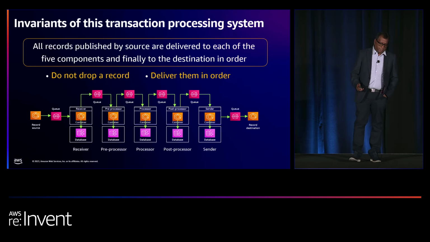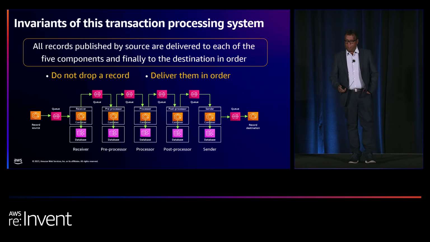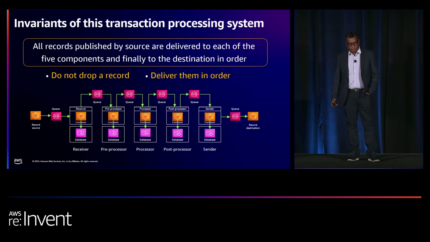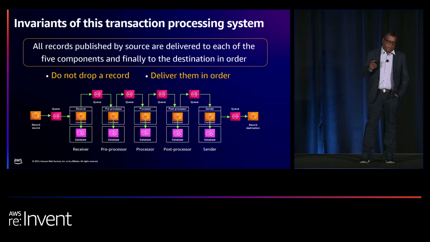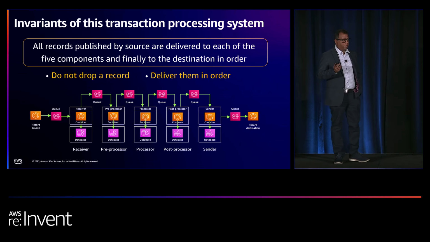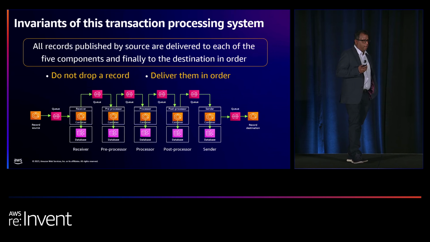One of the central concepts in formal methods is the concept of invariance. Invariants are what you expect to hold true at all times for your system. So for this transaction processing system, the key invariant is that all records published by the source are delivered to each of the 5 components and finally to the destination in order. Essentially, it means 2 things. Do not drop a record and deliver them in order.